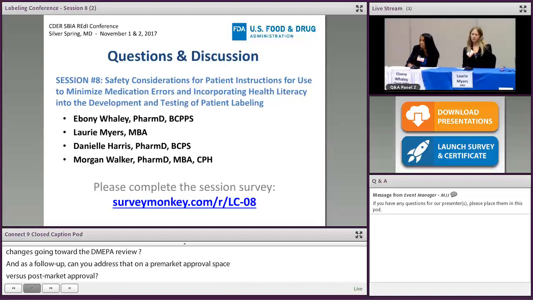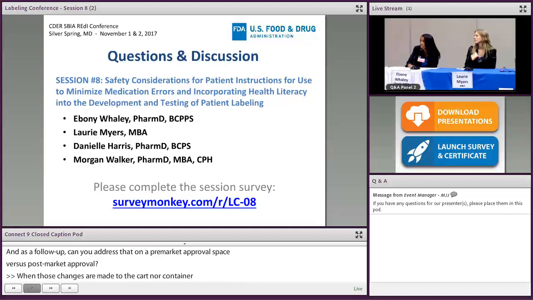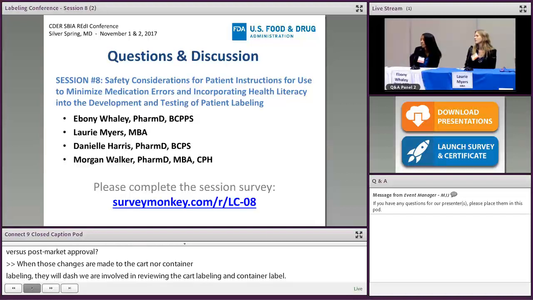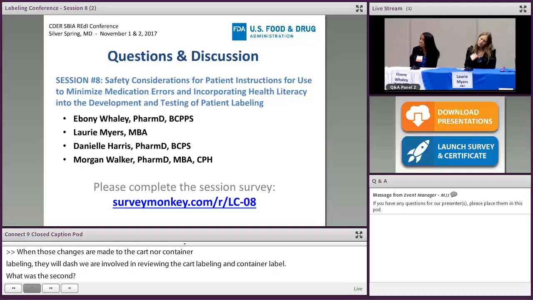So when those changes are made to the PI or carton and container labeling, DMEPA will be involved for PI changes that might affect Section 2 dosage and administration or other relevant sections. We also are involved in review of the carton labeling and container label. And I'm sorry, Lolita, what was the second part of the question?